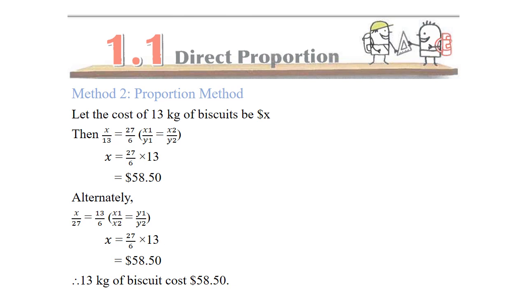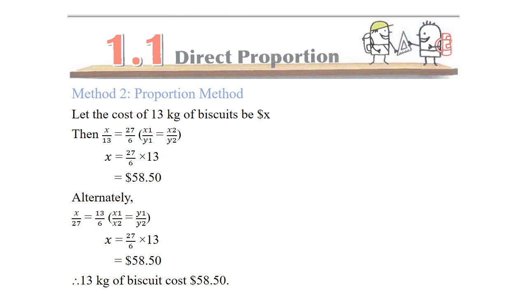Previously we used the ratio of two different variables and equated them, but we can also see that the same variable has the same or constant ratio. Like in this case, we have the ratio of the price or the cost equal to the ratio of the masses. So we use x1 over x2 equal to y1 over y2, rather than using x1 over y1 equal to x2 over y2 as done above.